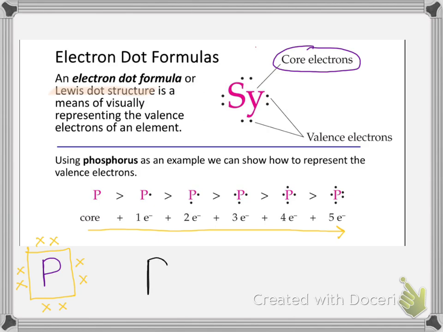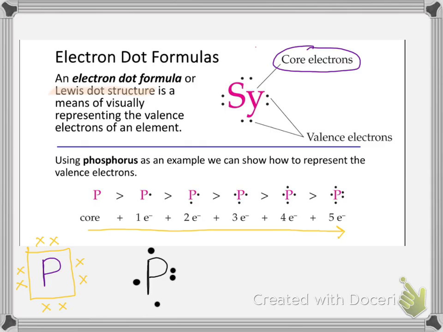So if phosphorus was the center, that would be the element symbol. Phosphorus is in group 5A. It has 5 valence electrons, so we would want to place 5 dots. In your textbook, they start on the right side. So 1, 2, 3, 4. I go one on each side, and then I'm coming back around, so now I'm going to have one paired up.